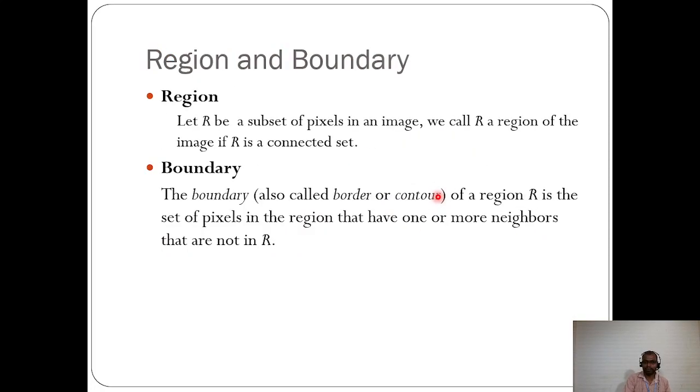Next, region and boundary. The region, we can simply call R, is a subset of the pixels in the image. So R, a region of the image, is a connected set. And the boundary is a border. The boundary, which you can also call the border of a region R, is the set of pixels in the region that have one or more neighbors that are not in R. Then we call it a boundary. Suppose R is a set of pixels; a pixel that is there in R we call part of the region. If it is not there, then we call it the boundary of R.